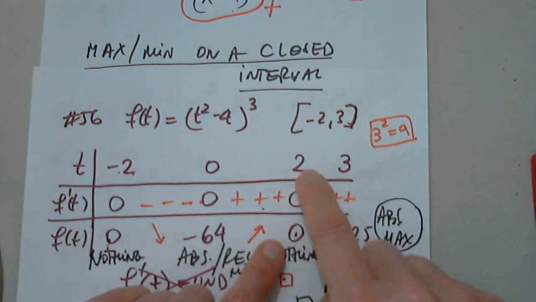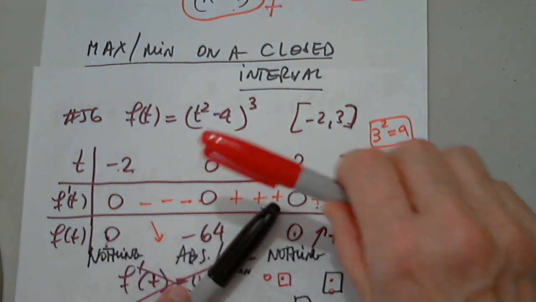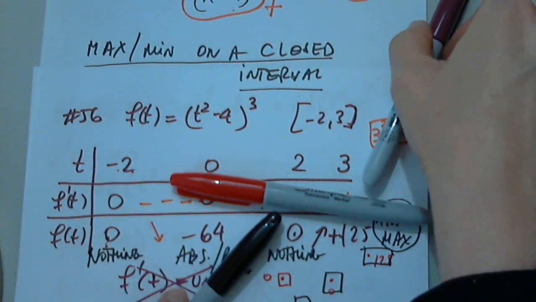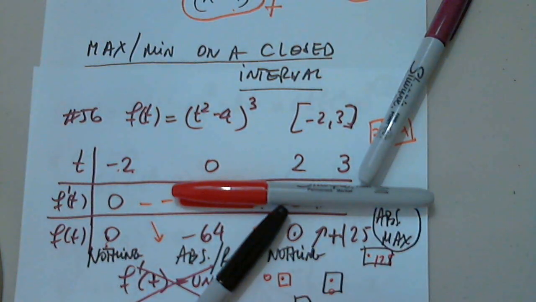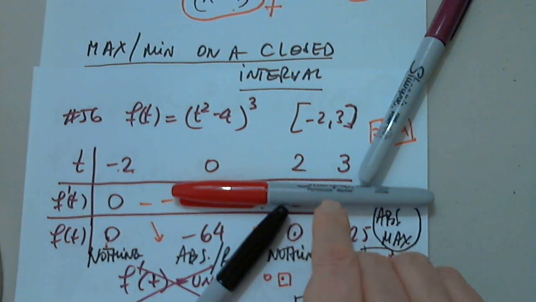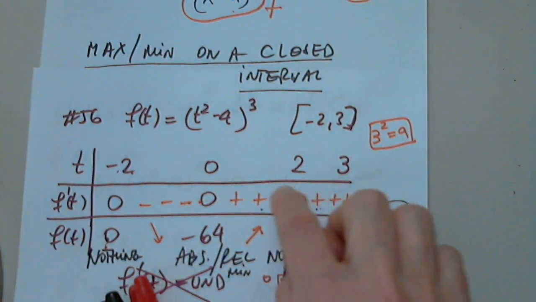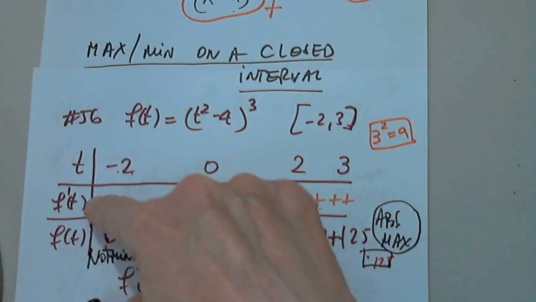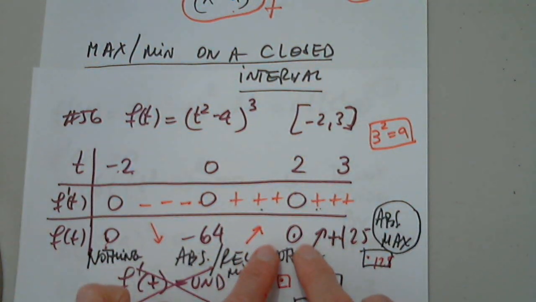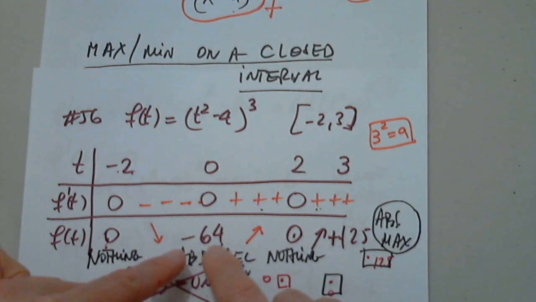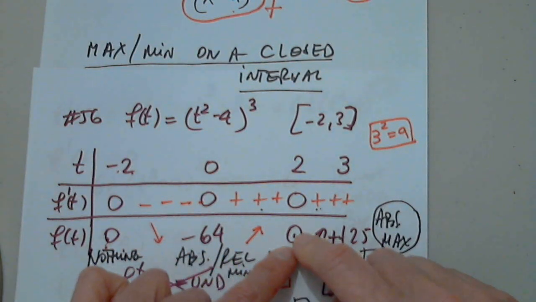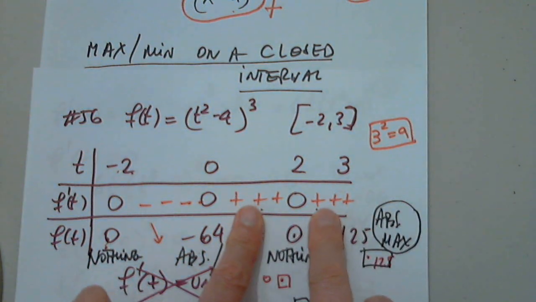This cannot be anything at 2, 0 because the function is increasing, and then 0, and then increasing. In other words, the derivative is positive, then the derivative is 0, and then the derivative is positive. There is no sign change. If there is no sign change for the derivative, the function cannot have a max or a min. So it's coming from -64, goes up to 0, and goes up to 125.